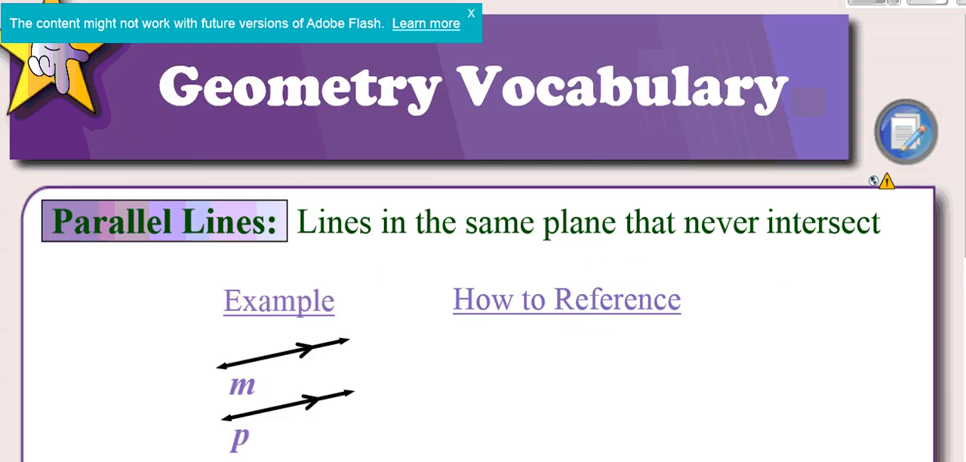Parallel lines are lines in the same plane that never intersect. Most people would say that never intersect. A lot of people would not say that they're in the same plane, but we'll talk about that in a moment.